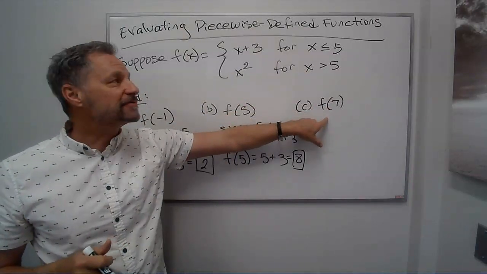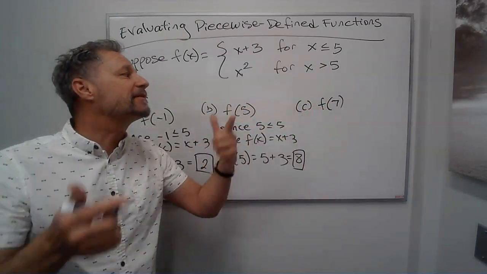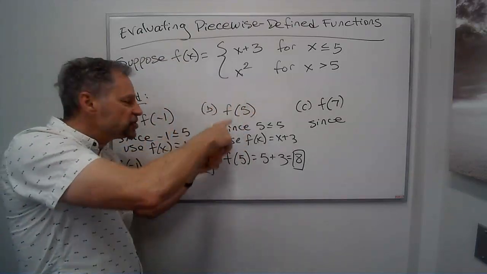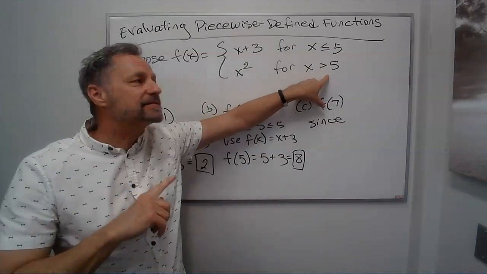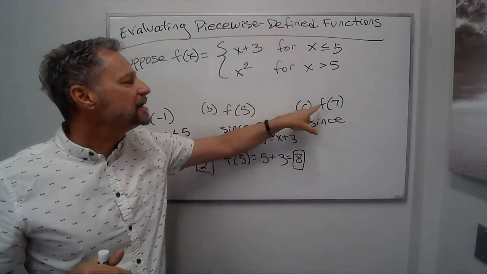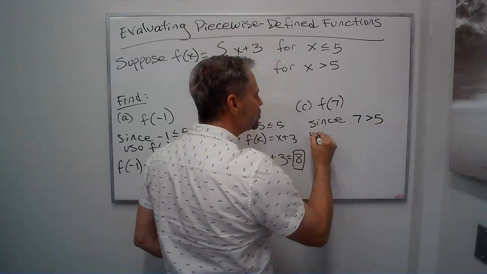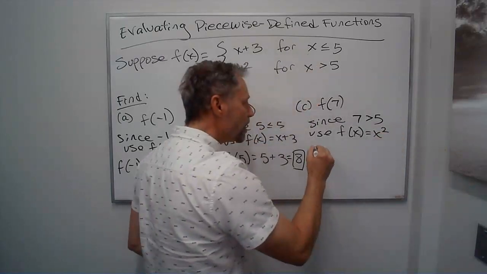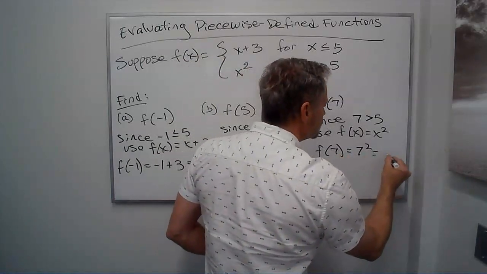But now we go to f of 7. 7's not less than or equal to 5. Obviously, 7's greater than 5, so we have to plug it in that way. And you don't have to write all this down. You can just go straight to this piece. Here we say, oh, I know 7 is greater than 5, just plug it in. But we'll write it out so you understand what I'm doing. Since 7, my input value, is greater than 5, use this piece, x squared. f of x equals x squared. So f of 7 is 7 squared, or 49.